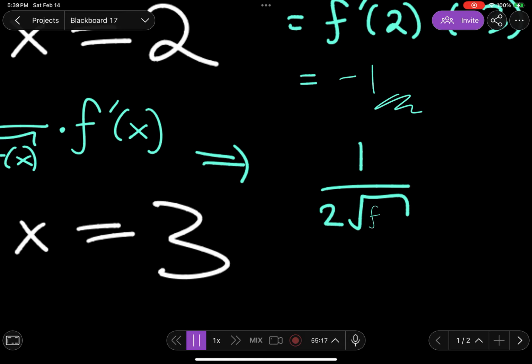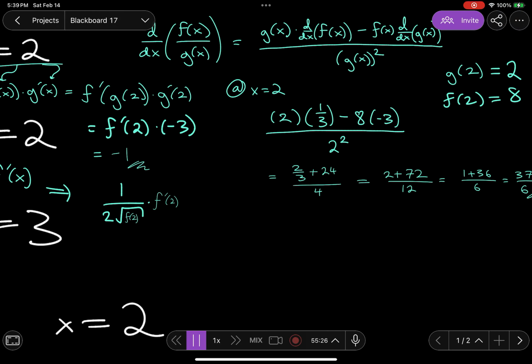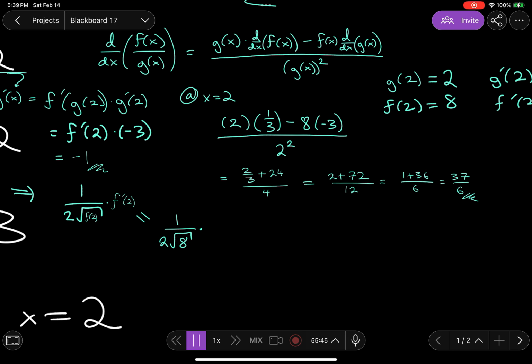2 root f of 2 times f prime of 2. Does that chart give me both of those pieces? This is the same thing as 1 over 2 root 8. Again, it's sneaking in right here on the screen. F of 2 is equal to 8 times the derivative of f at 2, which is 1/3.